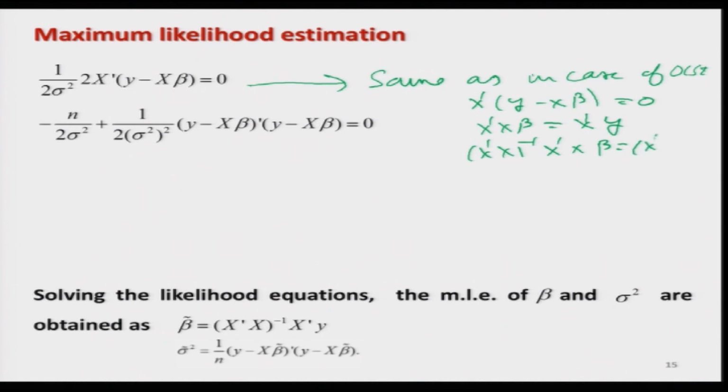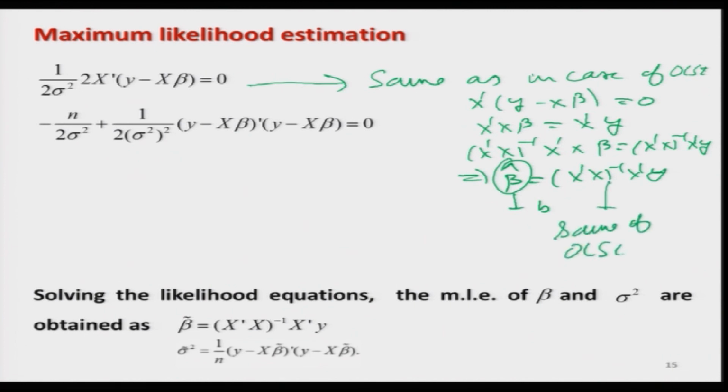So, this comes out to be like this, and this implies that beta is equal to (X transpose X) whole inverse X transpose y, and this is an estimator and we are trying to denote it by b. Right. So, you can see here this is coming out to be the same as the ordinary least square estimator.